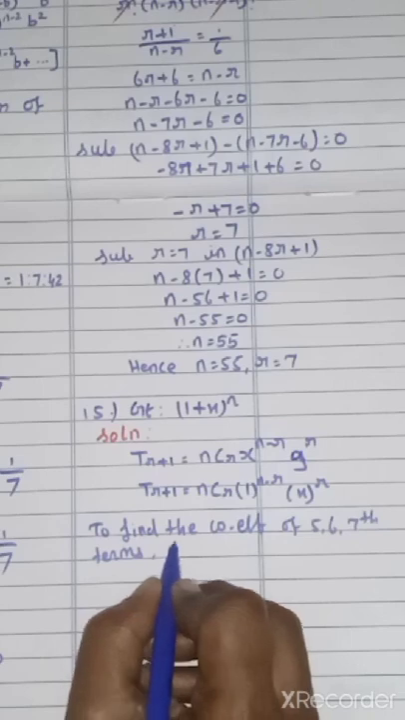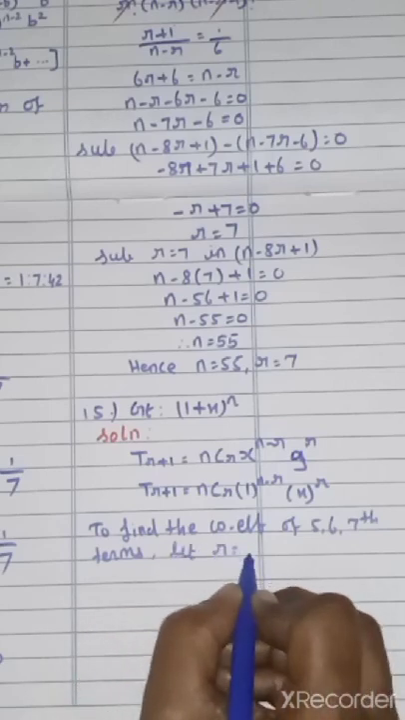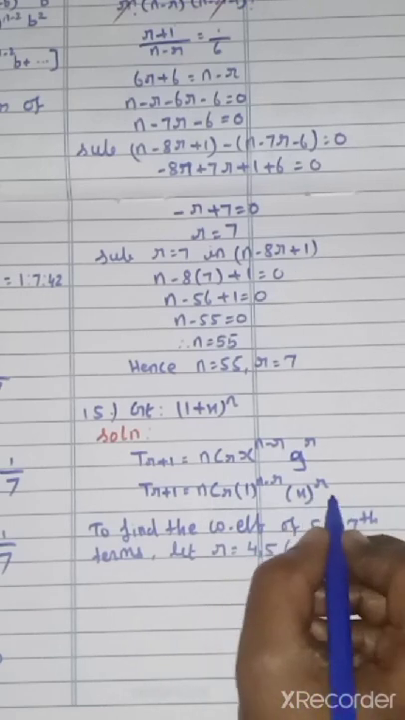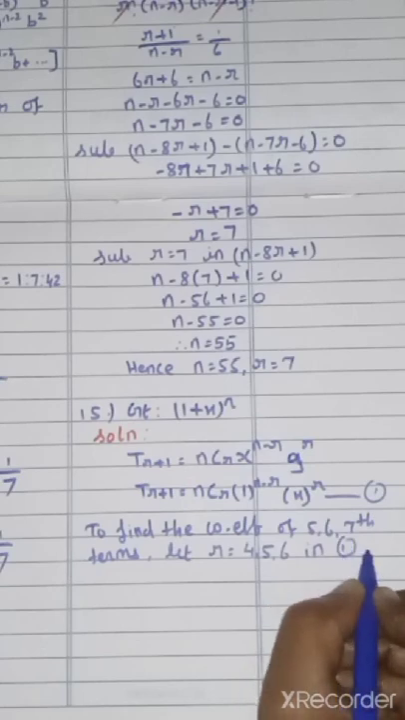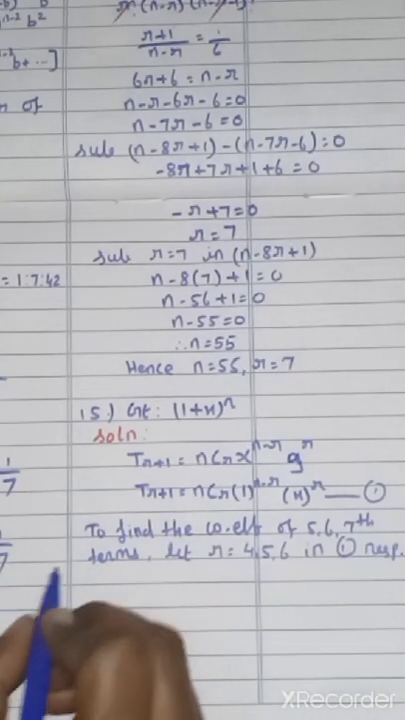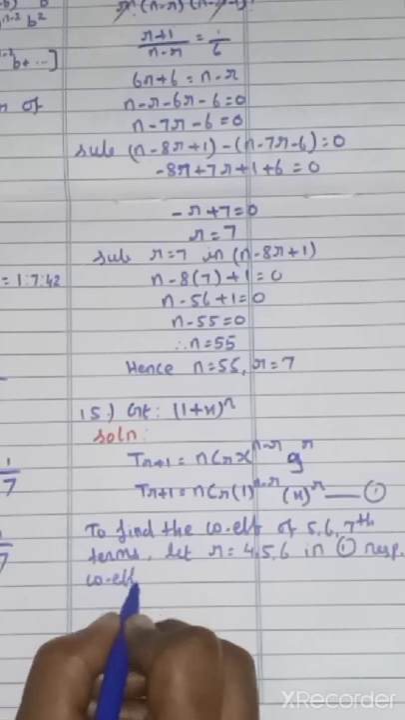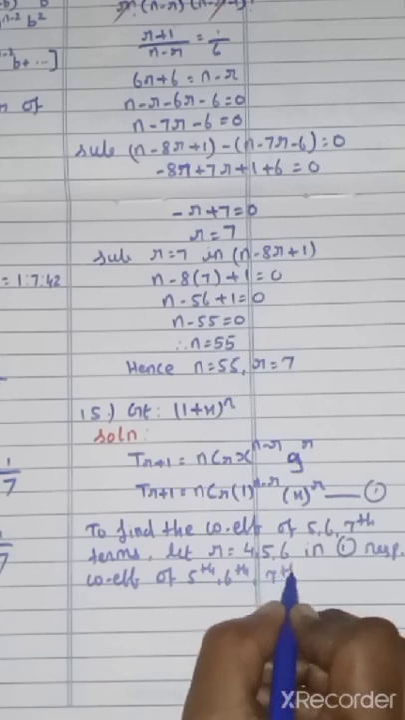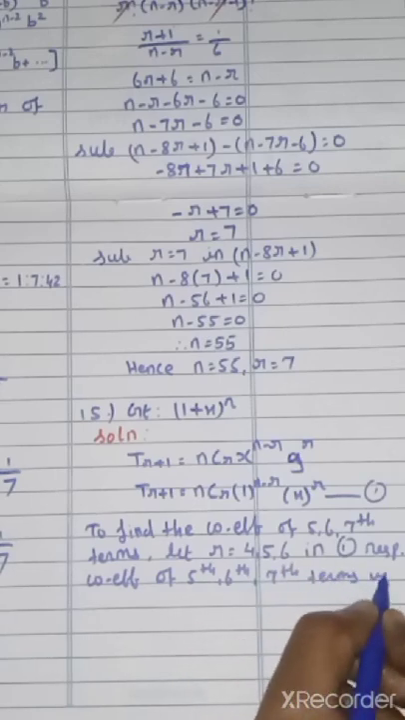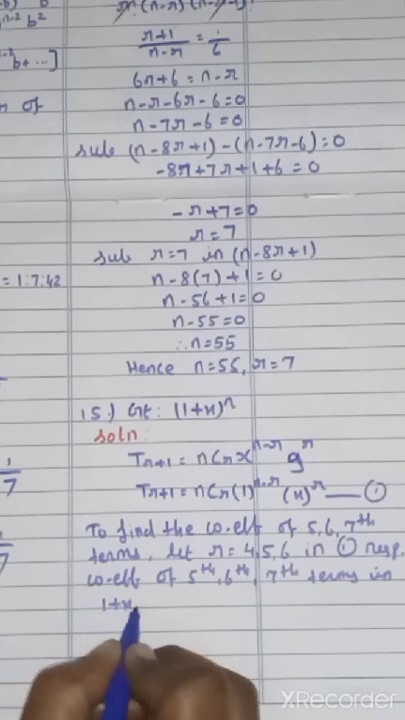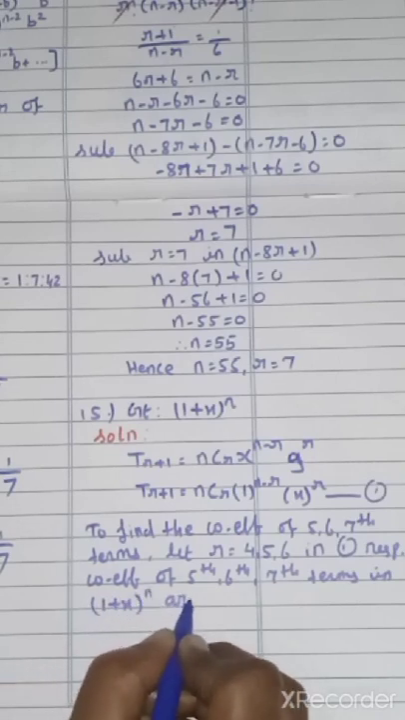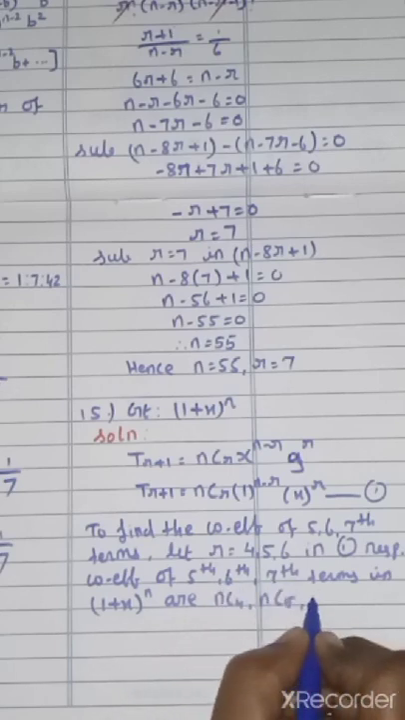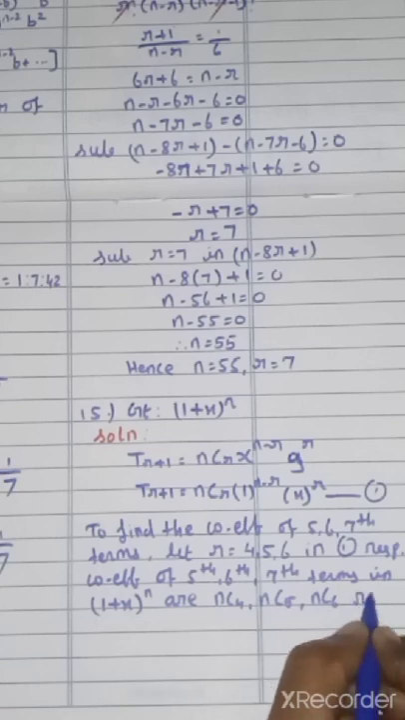Okay, so let r equal 4, 5, 6 in equation number 1, respectively. So the coefficients of the 5th, 6th and 7th terms in the expansion of (1 plus x) power n are nC4, nC5, nC6 respectively.